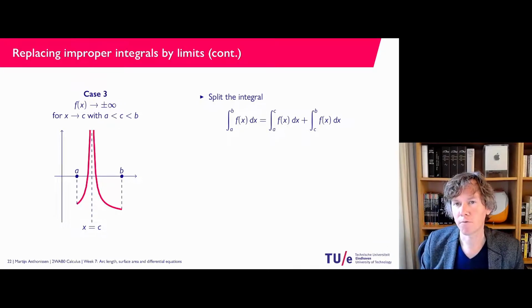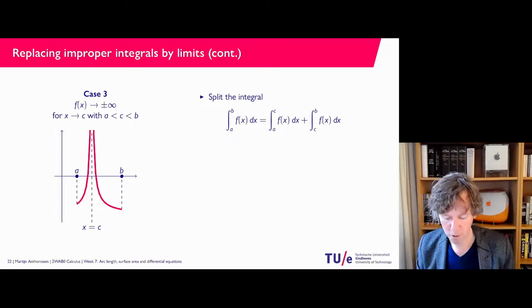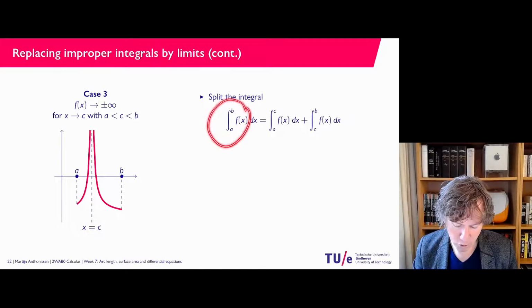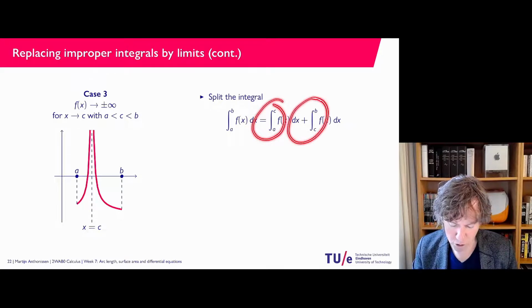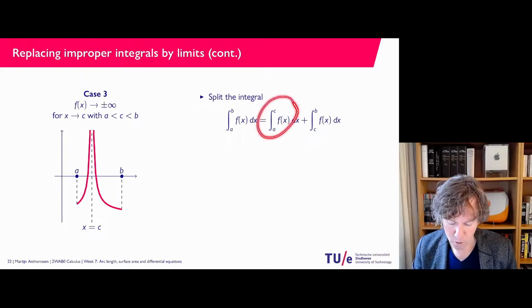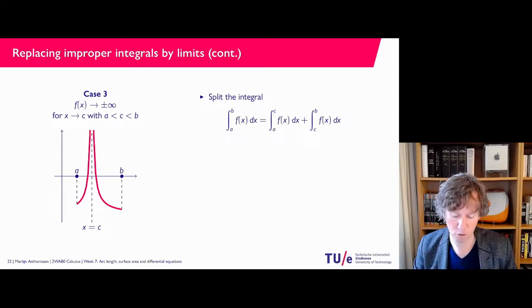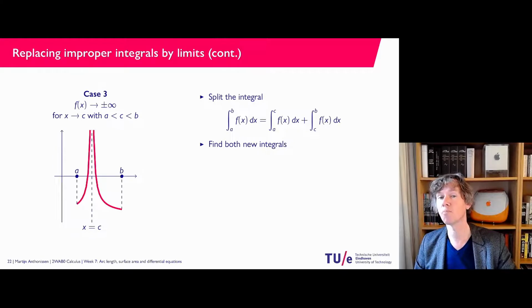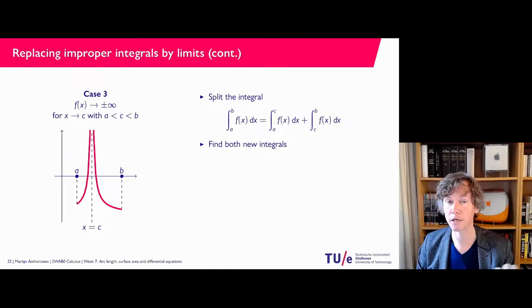So case 3, which is along the way: in between a and b you have a difficult point. Instead of integrating from a to b, you go from a to c and from c to b. Now this one is an improper integral and this one is an improper integral. This one has the difficulty at c, which is the endpoint of the first integral, and this one also has the difficulty at c, which is the starting point of the second integration interval. So you find 2 new integrals, both are improper, and you deal with them as in case 1 or case 2.